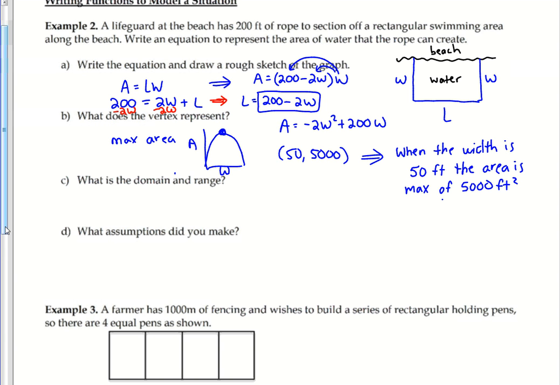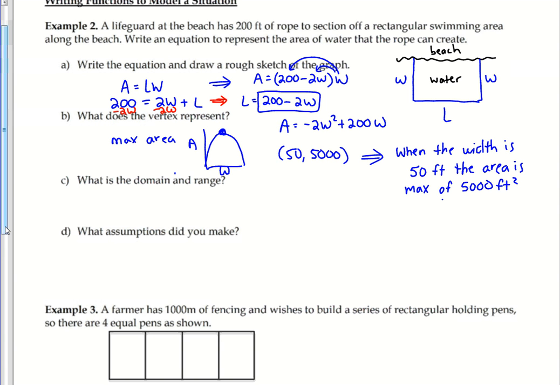Okay. Now, in a question like this, I would actually probably ask for the dimensions. Not just what's the max area, but what the dimensions are. So if you know your widths are 50, what's your length? Has to be, and this is 200 feet of rope, 100. Yeah, so 50, 100, and 50. And so our dimensions of this rectangle are 50 by 100.